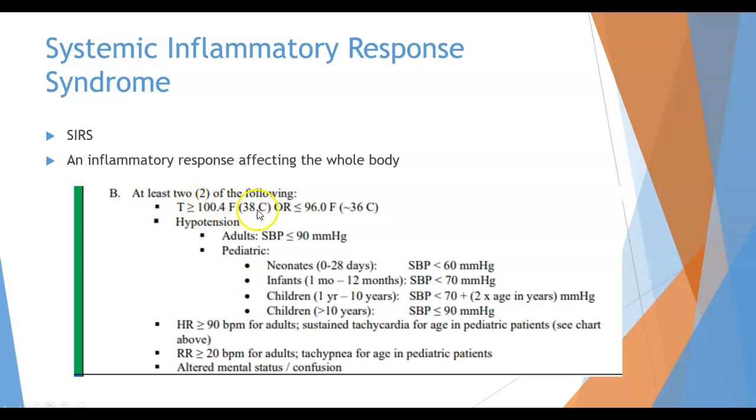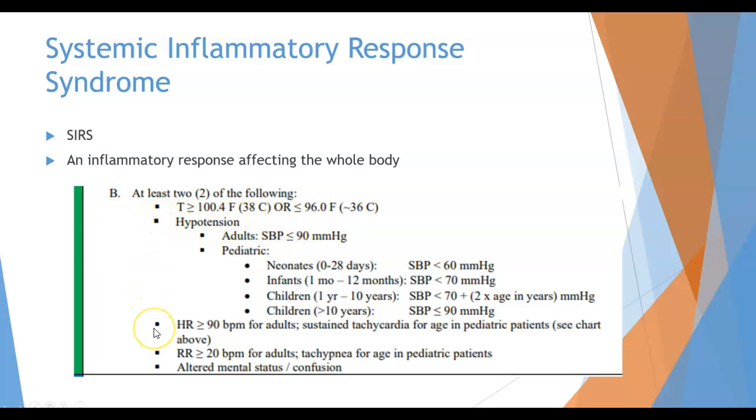Top one here, temperature, high or low. We're going to talk about that more in a little bit. Hypotension. The protocol does a nice job of laying out vital signs for us when we get into pediatrics. That stuff's hard to memorize, so there's no reason we can't use that to our advantage.